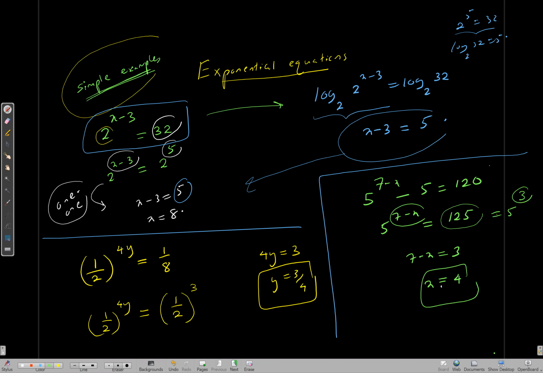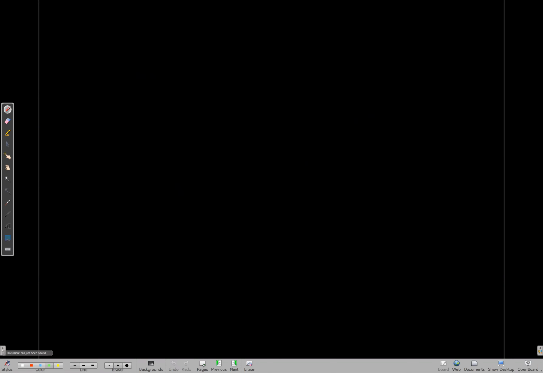But if you want, at this step, again, you can take log. If I do that, log base 5, 5 to the 7 minus x equals log base 5, 125, which turns out to be again 3, and you will end up having the same result. And how about this? Let's do one more example. A little bit complicated example: e to the x squared equals 16.